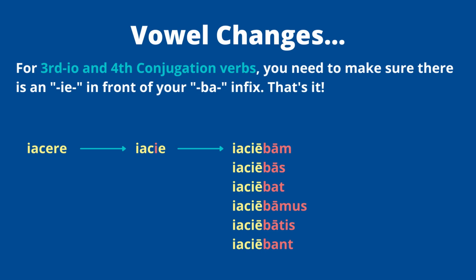So iacere becomes iacie, right? I stuck the I in there. Now I add on bam, bas, bat, bamus, batis, bant. So I get iaciebam, iaciebas, iaciebat, and so on, right? So I've taken my stem and I just made sure there was an IE in front of it. That works for third IO and fourth. And I'll show you some examples as we go through this video.